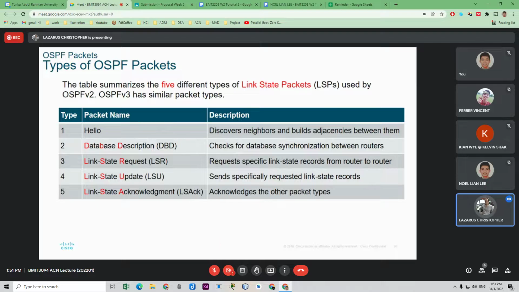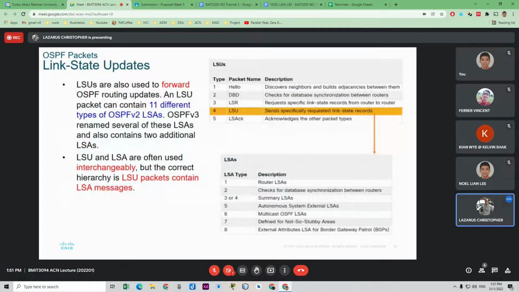Right, let's look at link state updates. LSUs are used to forward the OSPF routing updates. That means every time you converge, you will share that converged table with other routers, right? There are 11 different types of OSPF LSAs. For version 3, it renamed several of these LSAs and contains 2 additional LSAs. LSU and LSA are often used interchangeably, but the correct hierarchy is that LSU packets contain LSA messages, all right?